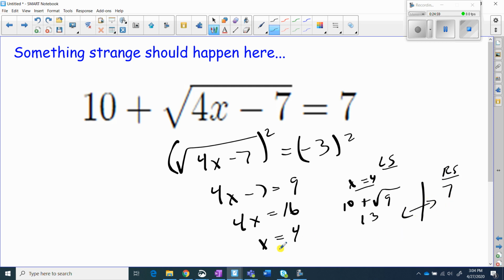Therefore, this equation, even though I only got one answer, it doesn't work. It's extraneous, which means this equation is impossible. It has no solution because the only one we got turned out to be extraneous. So you can have equations that have no possible solution.